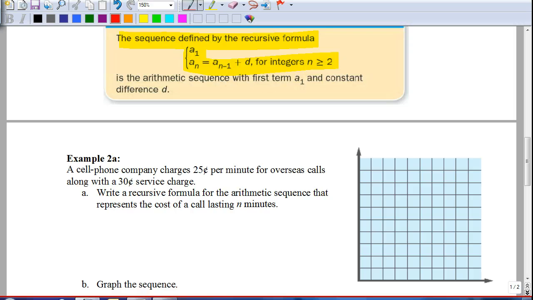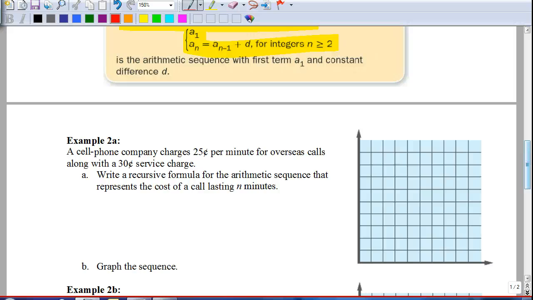So let's look at the story problem. It says a cell phone company charges 25 cents per minute for overseas calls along with a 30 cents service charge. Write a recursive formula for the arithmetic sequence that represents the cost of a call lasting n minutes. So remember, rate of change is not only the same as the slope, but it's also the same as your constant difference when we're looking at setting up these formulas.